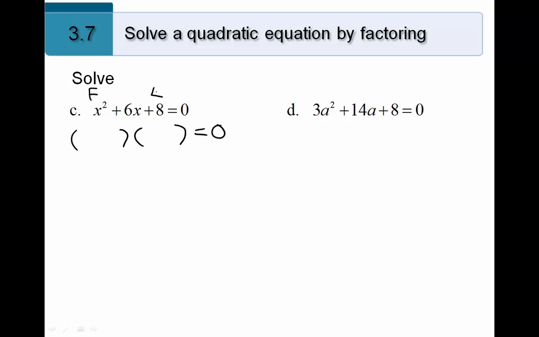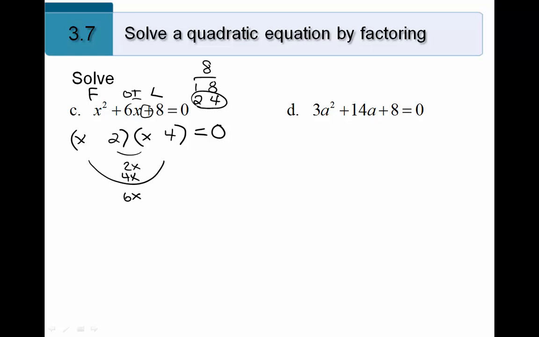So think of FOIL. We know that x times x is x squared. We're looking at our L, factors of 8. 1 times 8 is 8. 2 times 4 is 8. So I will try 2 and 4. Check your inner and outer to make sure it adds up to 6x. 2 times x is 2x. x times 4 is 4x. Great, it adds up to 6x.